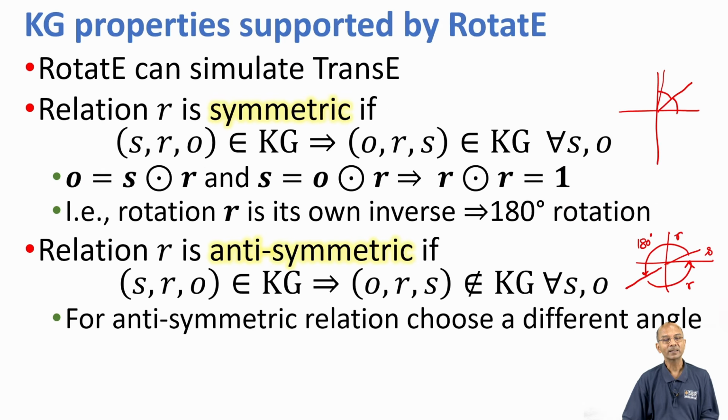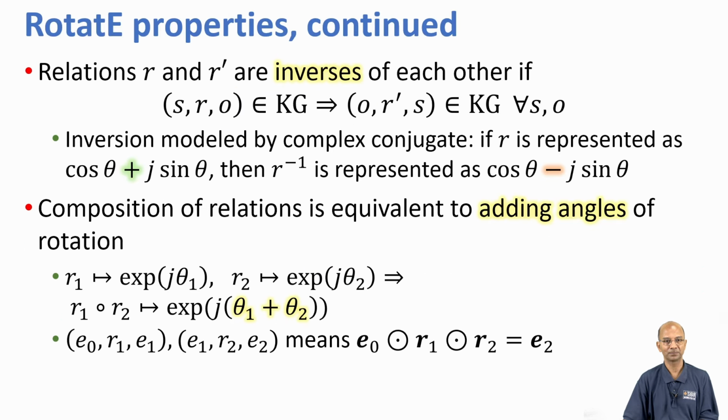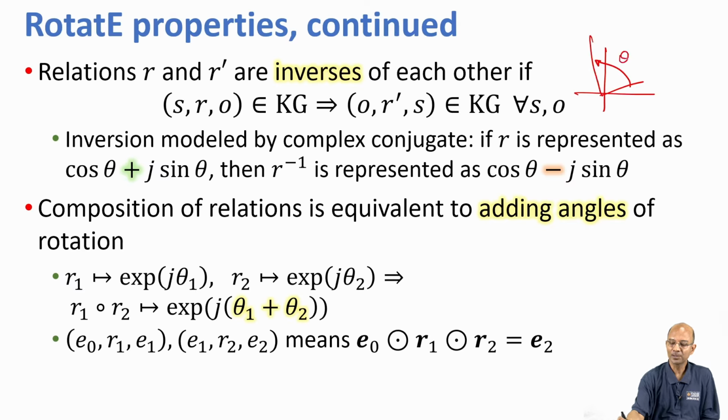Now, note that in this case, we don't collapse all symmetric relations to the same complex vector because they may be rotating different components of the vectors. So we will still have distinct symmetric relations. If relations R and R prime are inverses of each other, it is easy to see that one corresponds to a clockwise rotation through theta, the other corresponds to an anti-clockwise rotation by the same angle theta, by standard complex arithmetic.